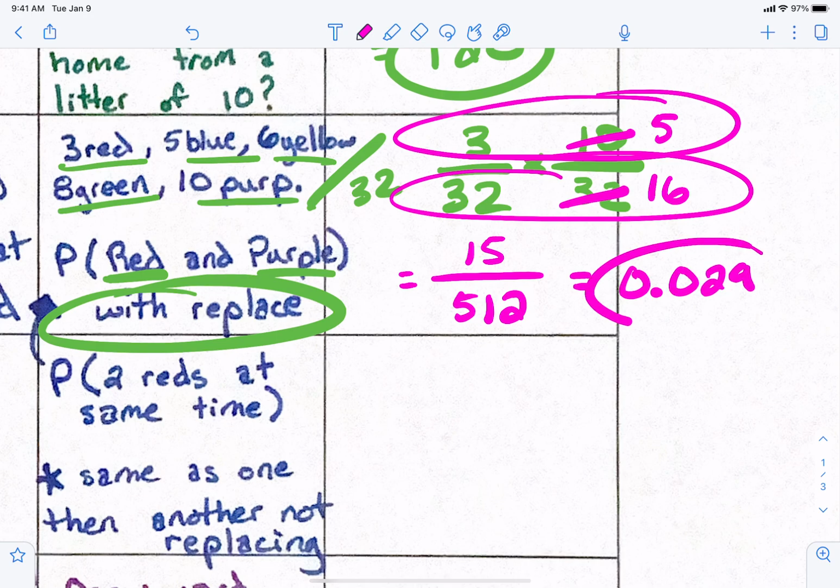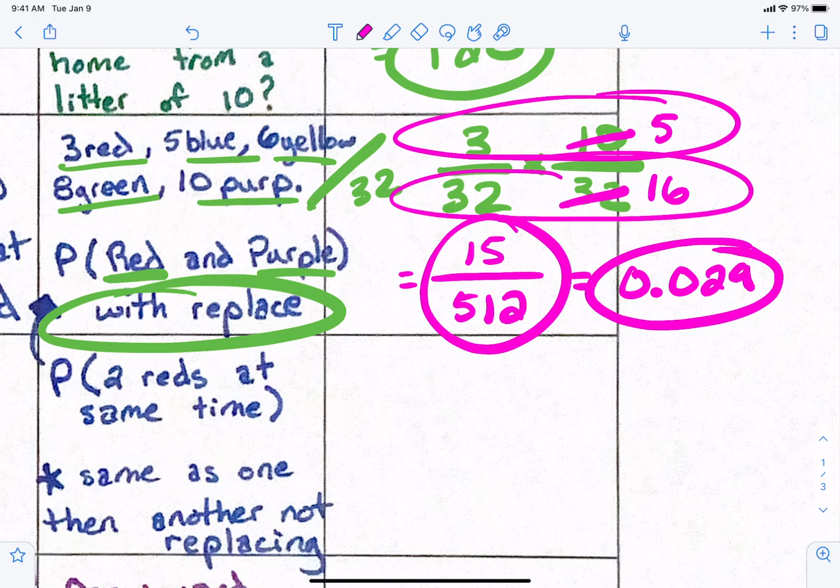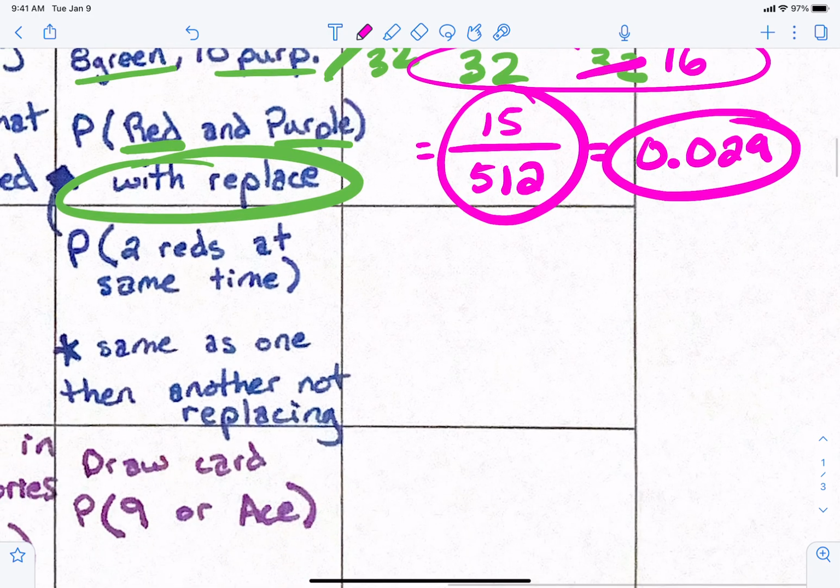0.029. So however they list the answer, that might be something to check as you're reading the problem to begin with: how they want the answer written. Whether they want a decimal, you know you have to go out that far. Okay? All right, 2 reds at the same time.